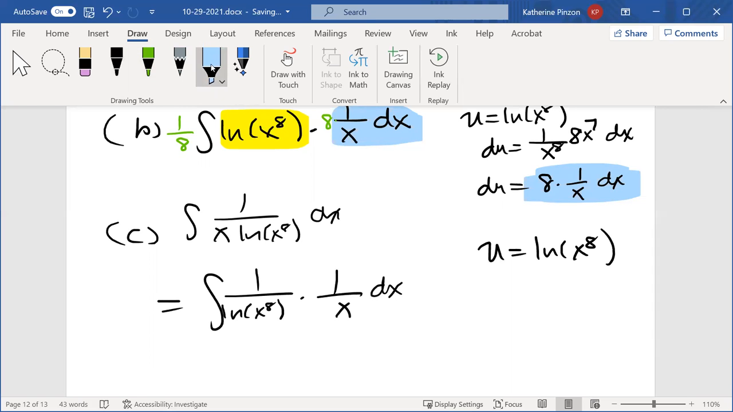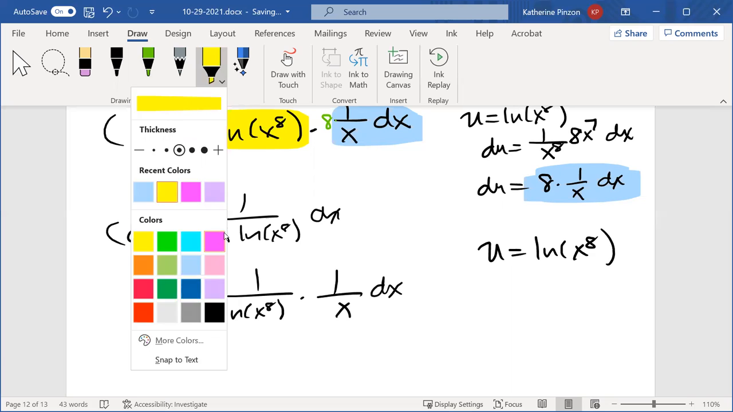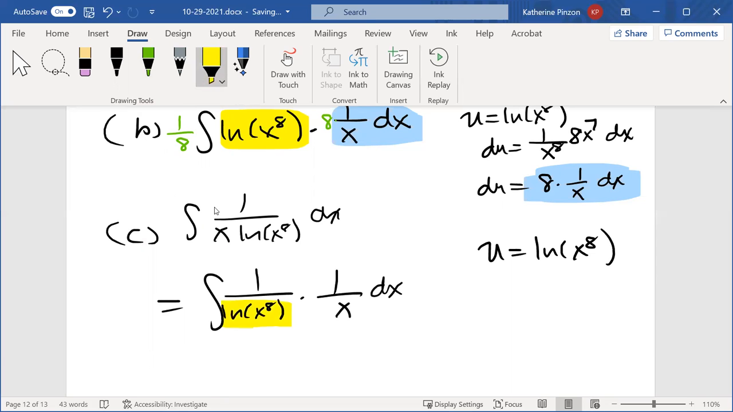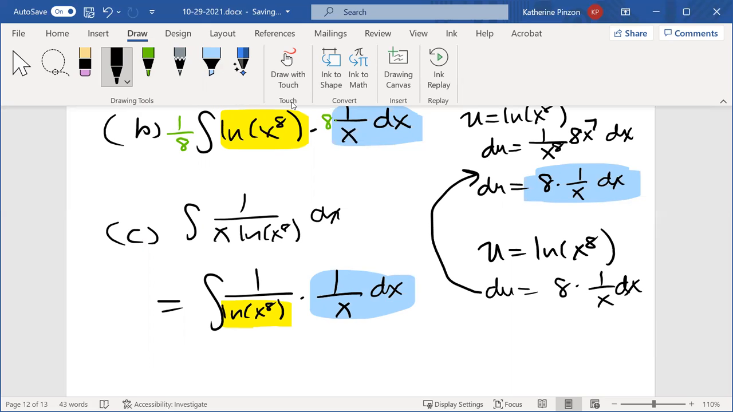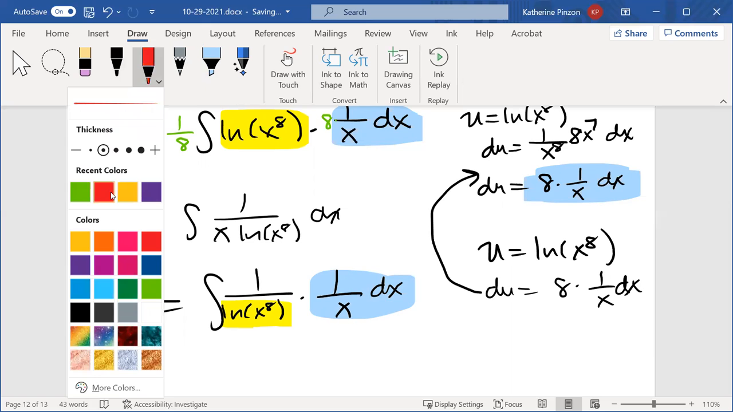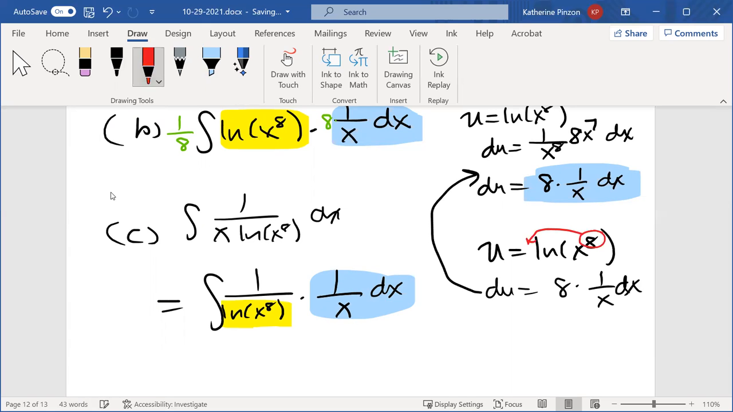So this guy is u. I want this guy to be du. This is exactly the same one I picked up here, right? So my derivative is going to be what? 8 times 1 over x dx. The other thing is, if you remember your rules about logs, this exponent can come to the front, right? So natural log of x to the 8th is like 8 times natural log of x, which is easy to take the derivative of: 8 times 1 over x. So that exponent can come to the front, and then you don't have to do this simplifying stuff.